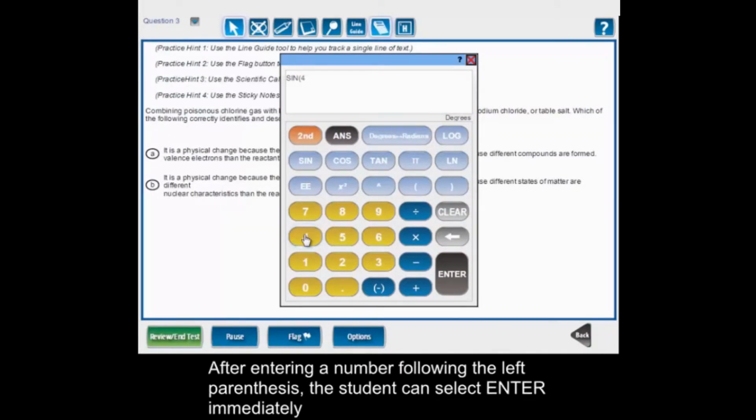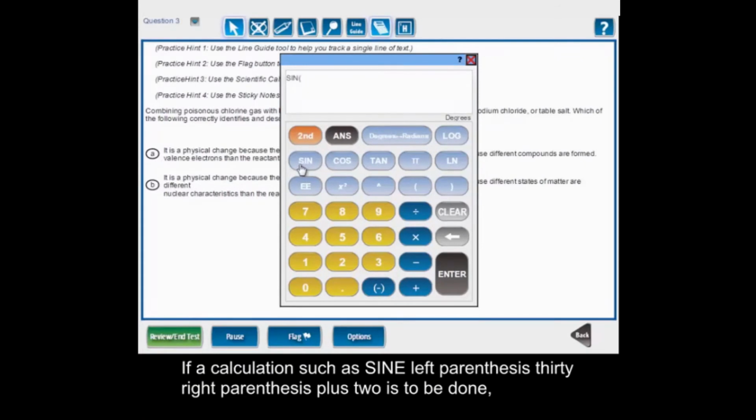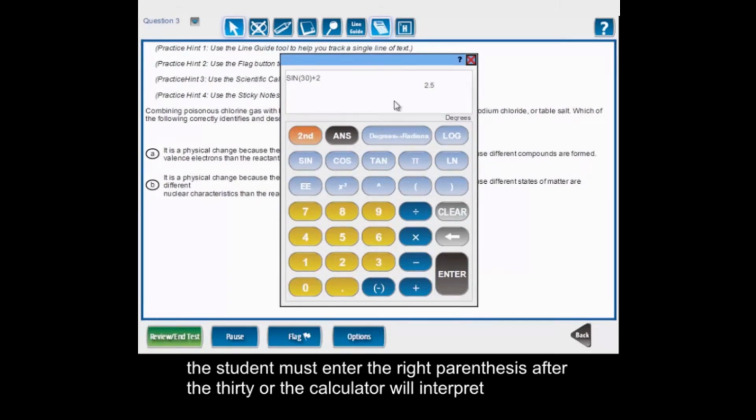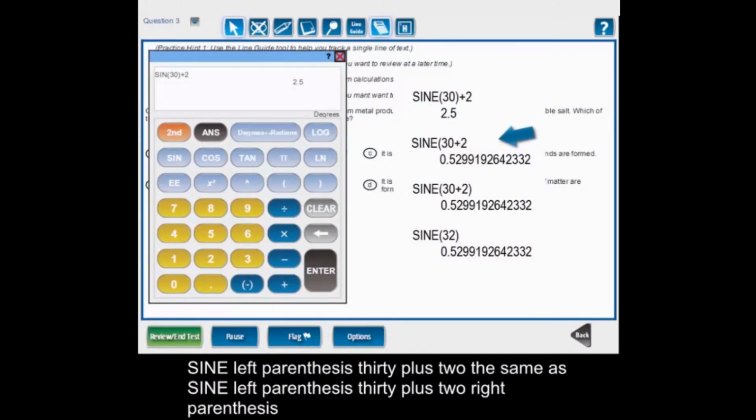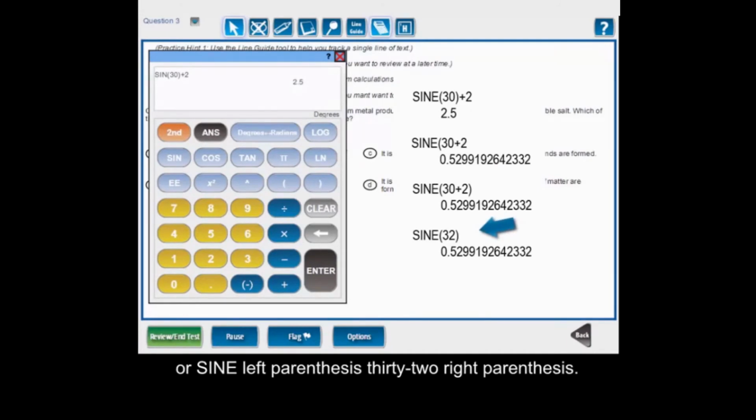After entering a number following the left parenthesis, the student can select Enter immediately, and the right parenthesis will be automatically entered. If a calculation such as sine, left parenthesis, 30, right parenthesis, plus 2 is to be done, the student must enter the right parenthesis after the 30, or the calculator will interpret sine, left parenthesis, 30, plus 2, the same as sine, left parenthesis, 30, plus 2, right parenthesis. Or sine left parenthesis, 32, right parenthesis.